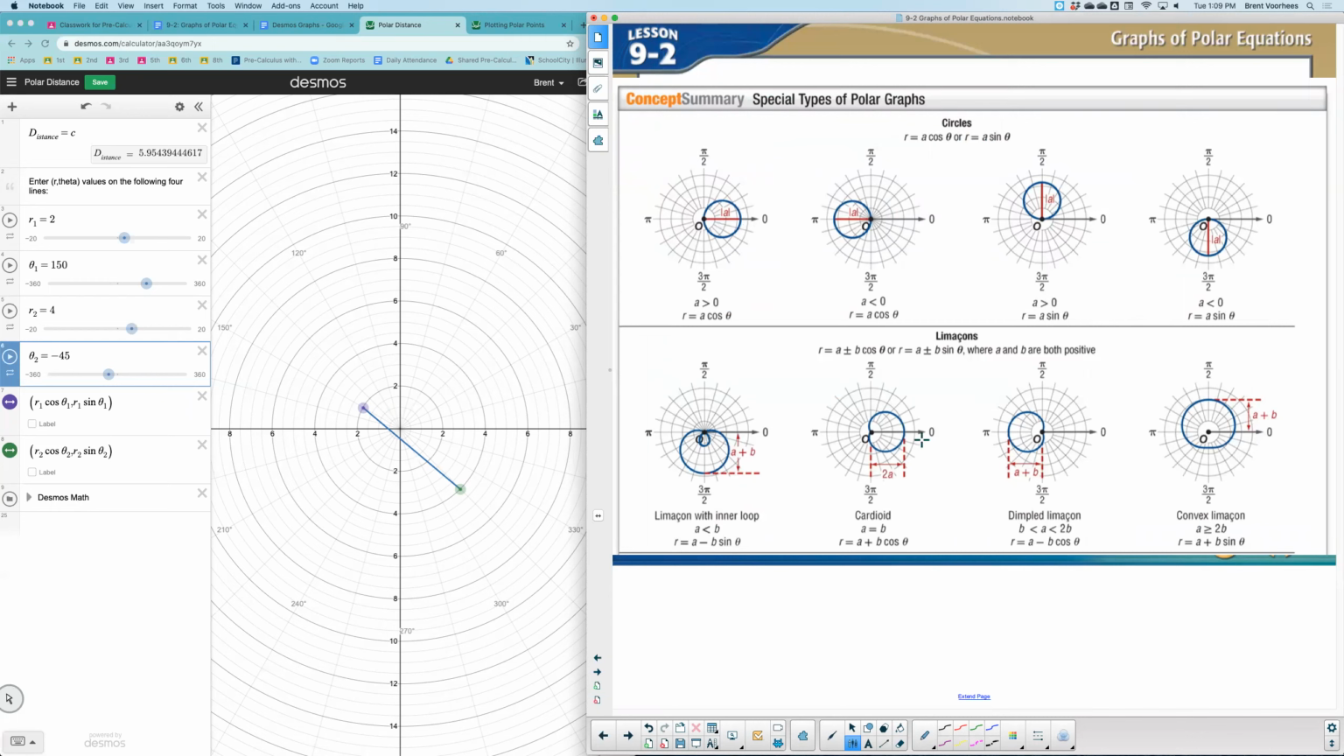What I want you to know is the difference between a limaçon and a cardioid. A limaçon is going to have this little inner loop, as we see today. So I think of it as limaçon, lima with a loop. And then a cardioid is going to kind of look like a butt. I've heard students say you need to do some cardio to work on that butt.